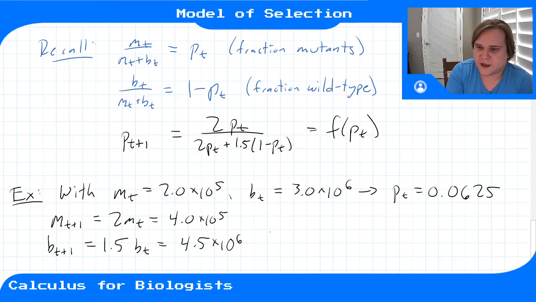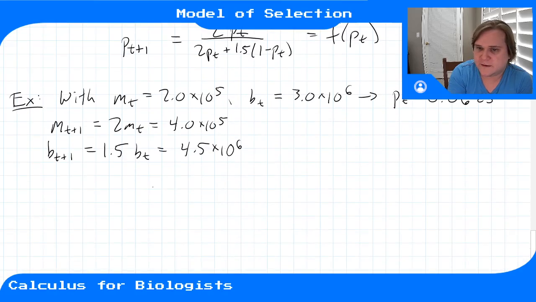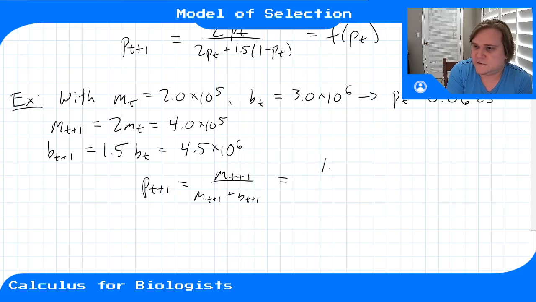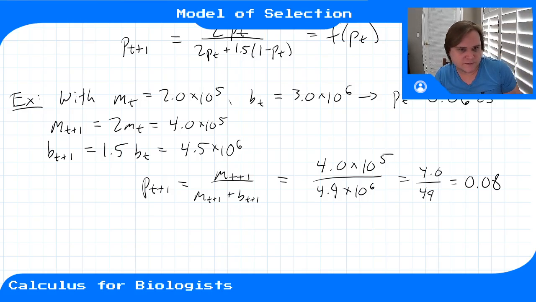Okay, so then if I ask what is my fraction now? The fraction now, P at t plus 1, is equal to M at t plus 1, the number of mutants at this time, over the total number. That gives me 4 times 10 to the 5th over 4.9 times 10 to the 6th, or 4.0 over 49 times 10 to the 5th over 10 to the 6th. The powers of ten cancel and give me a 10 on the bottom. I multiply that through to get 49 here, and that gives me 0.08 something.